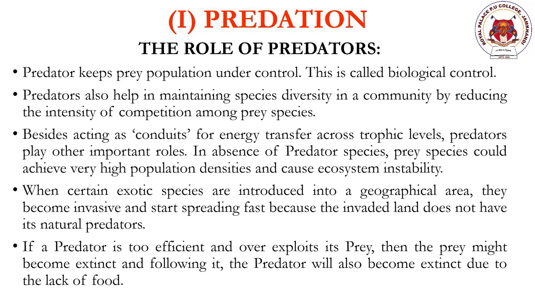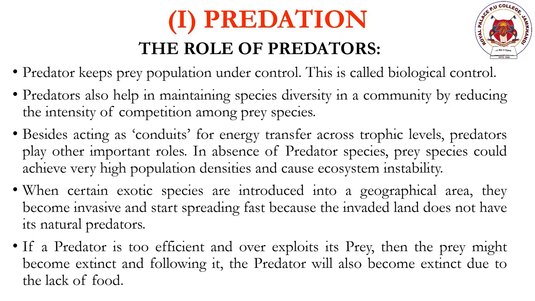Now, predators also help in maintaining species diversity in a community by reducing the intensity of competition among prey species. This predator and prey relationship plays an important role in maintaining the forest ecosystem. In the absence of predator species, the prey species could achieve very high population densities and cause ecosystem instability.